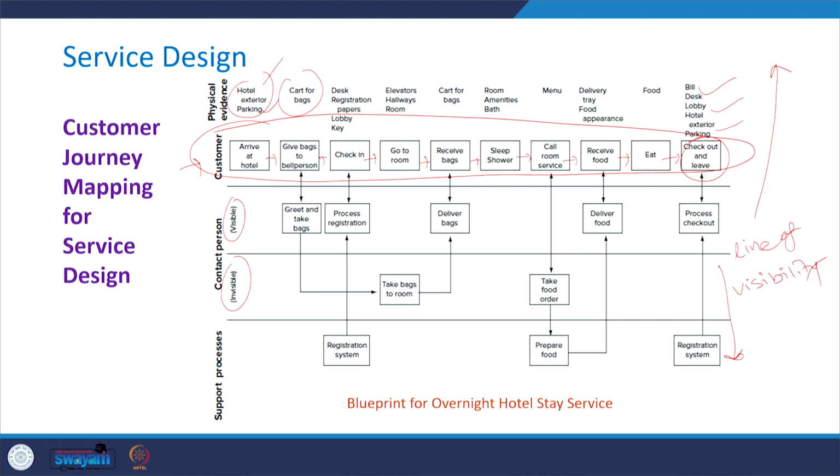Coming to contact persons, which we already defined as visible and invisible, under visible things, the customer can know the process of registration, he or she can observe the delivery of the bags, delivery of the food, and even the process of checkout. But some activities like how the bags have been taken to the room, or taking the food order and how it is being prepared, these are the backstage activities which are invisible to the customer.